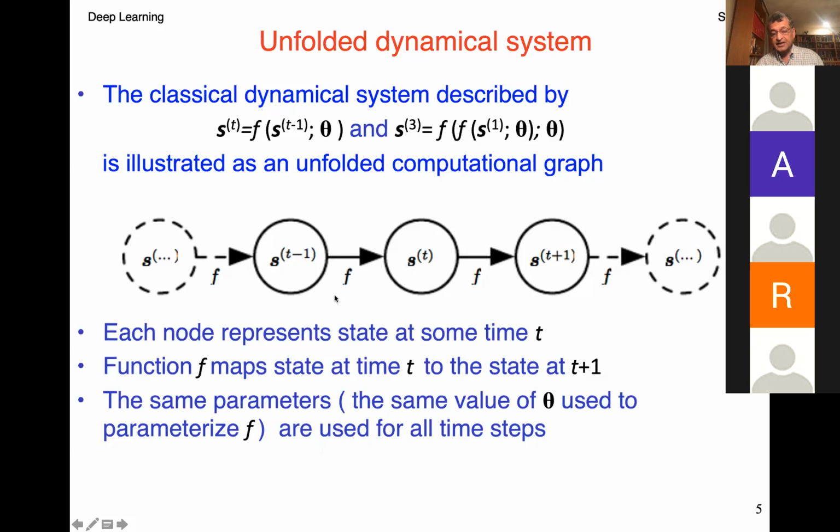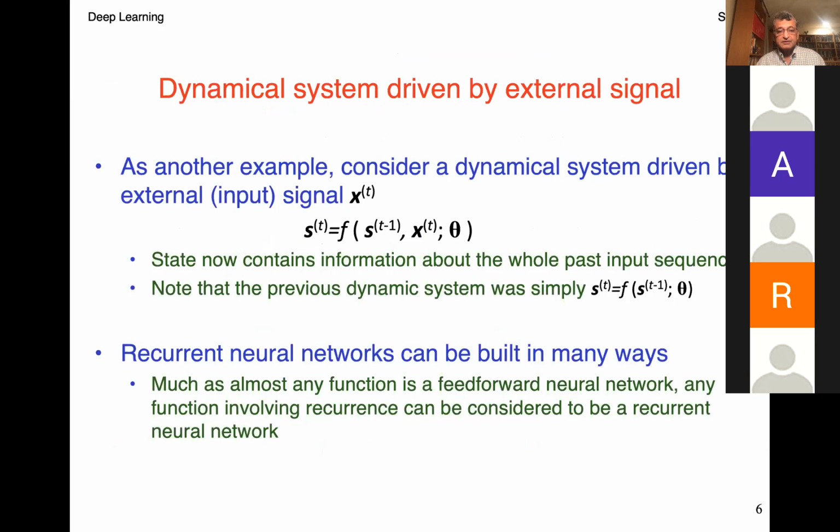So this is saying the parameters used by this f not only depend on the previous state, but also a set of parameters. And next time around, we use the same set of parameters here. So we can also generalize this idea of a dynamical system, a dynamical system driven by an external signal, x_t. So now we're writing s_t is f of s_{t-1}, x_t, and theta. So we say the state now contains information about the whole past input sequence. And we have an input coming in at time t.